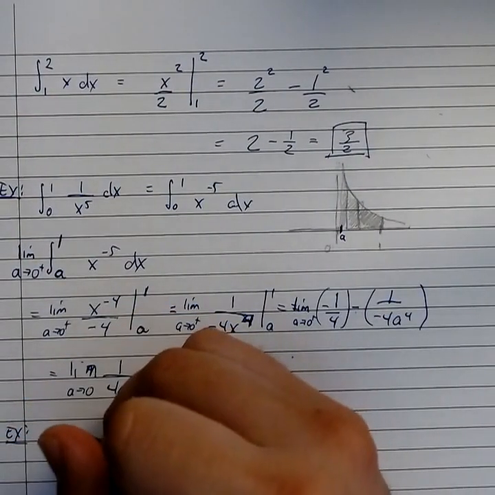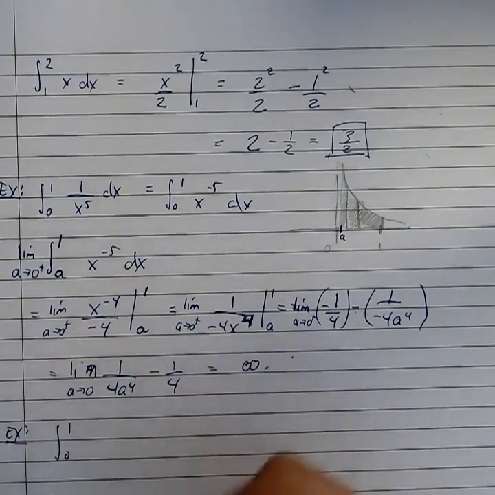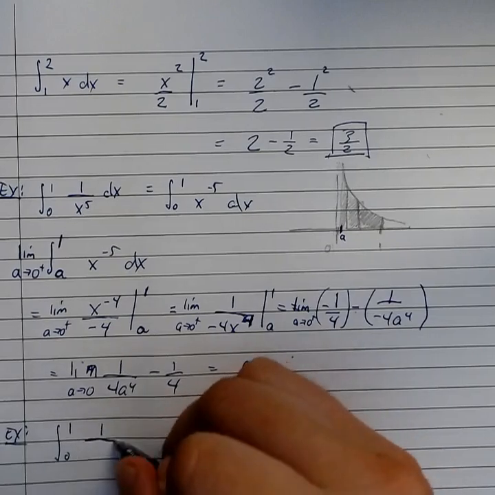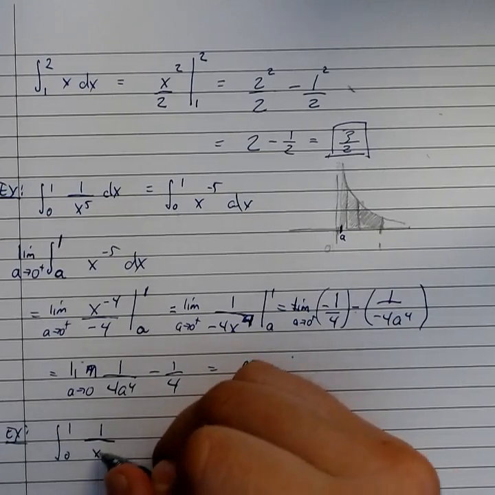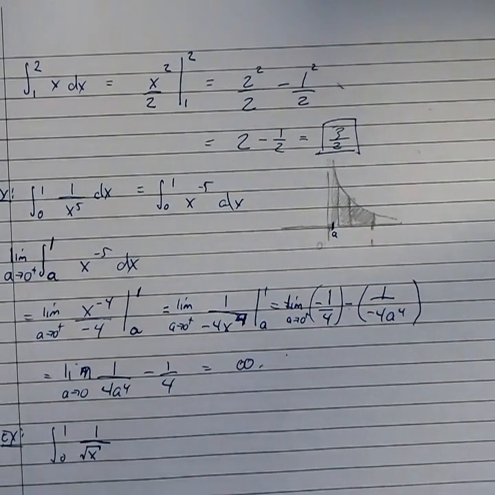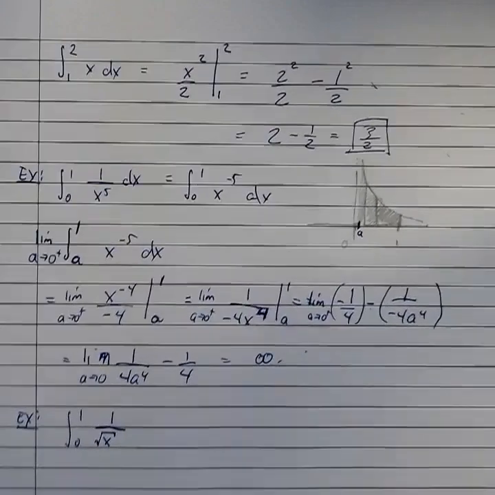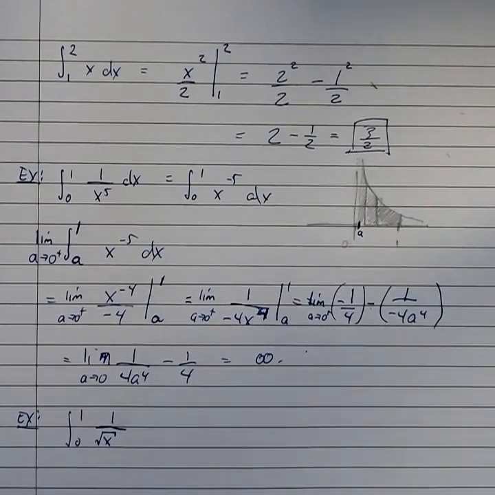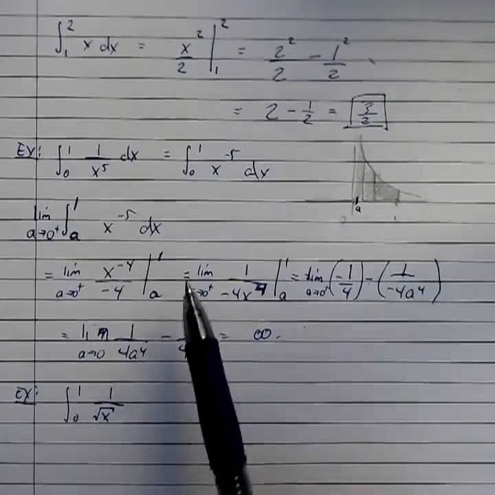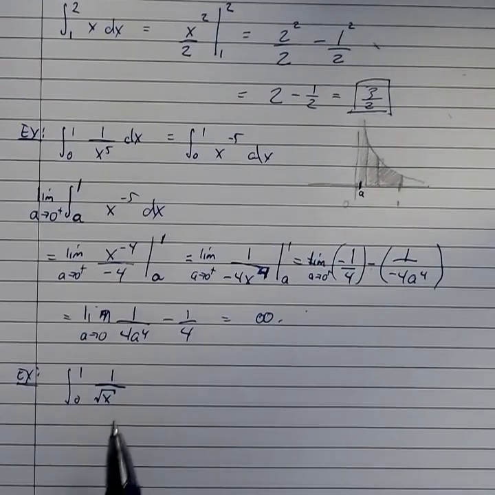And let's look at the integral from 0 up to 1. Use the same kind of boundaries. And I'm going to go ahead and use 1 over the square root of x. Let's try that one. So in fact, you go ahead and give this a try. Go ahead and mirror this procedure. Go ahead and try this right here.